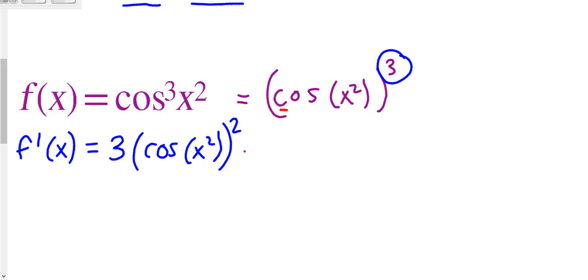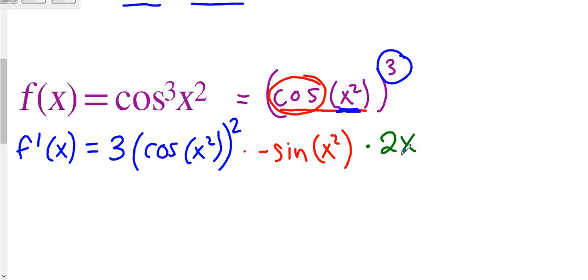Times, we need the derivative of cosine x squared. Again, that's a d outer, d inner. The outermost there is cosine. The derivative of cosine is negative sine of x squared. We leave that alone. Finally, the last derivative we need to take is of that x squared. So we multiply by the derivative of x squared, which is 2x.